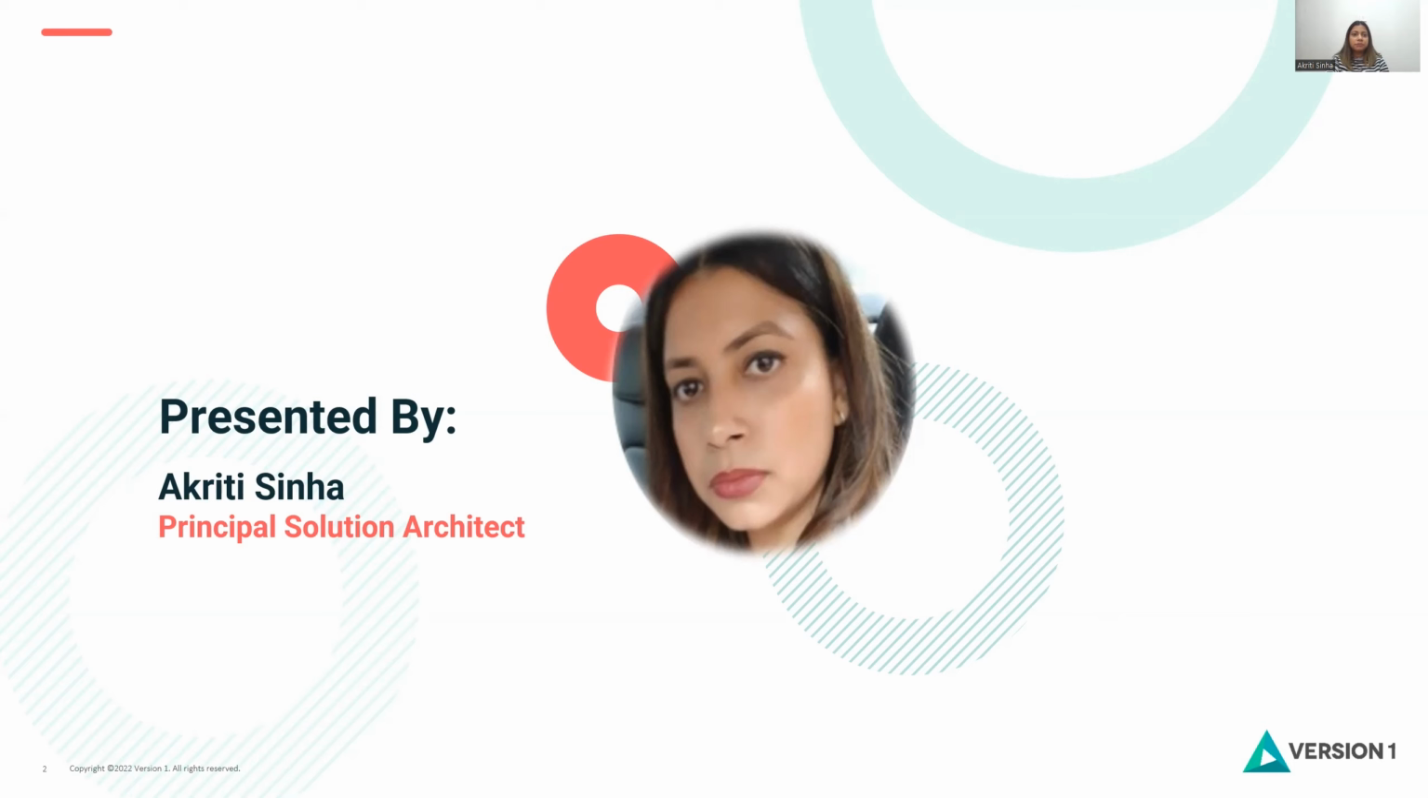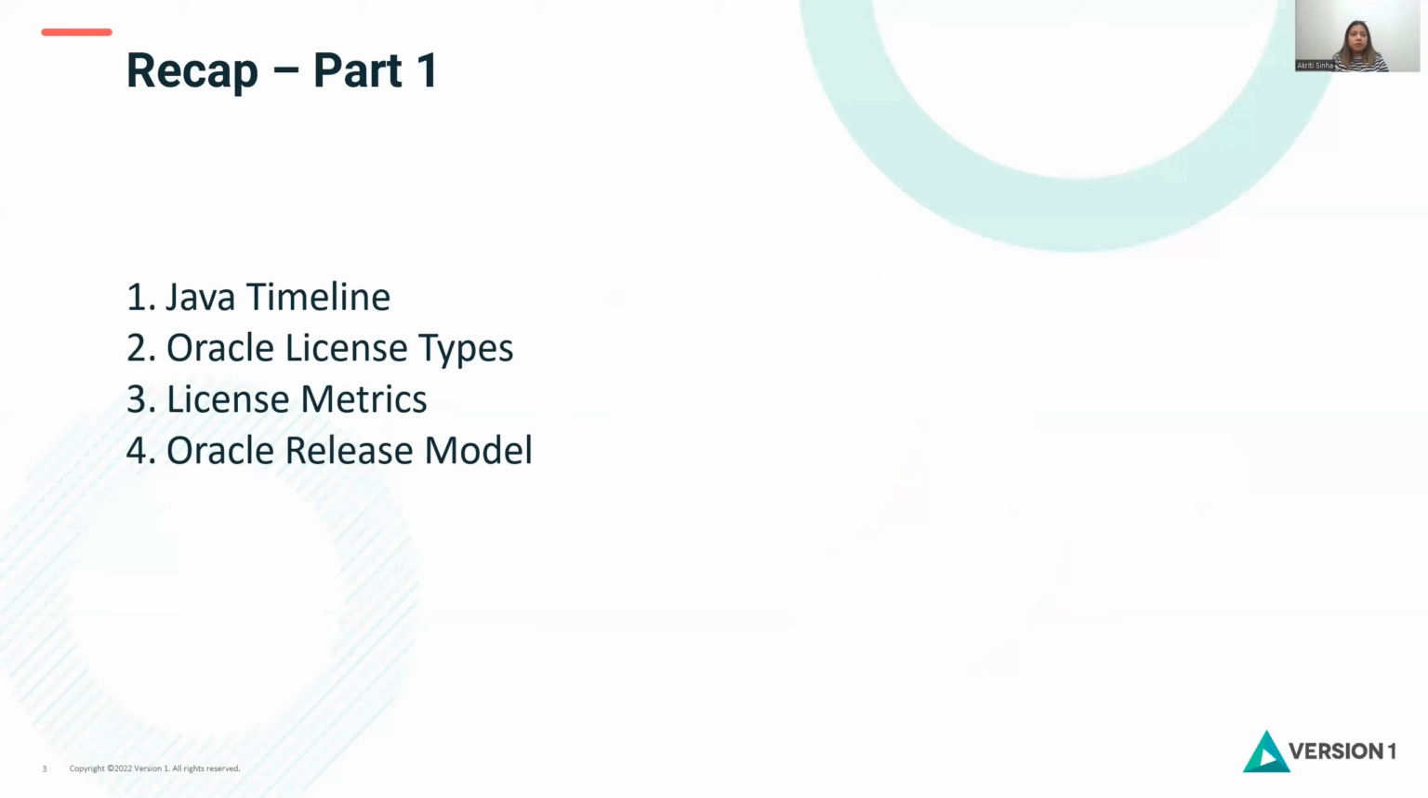In part 1, we have covered Java timeline, Oracle's 3 license types, and what is covered and what isn't covered under those licenses. The 3 license matrix, named user plus, processor, and employee-centric matrix, and how each one of these is used to calculate the cost, and Oracle release models, which are categorized as long-term and non-long-term support versions. What versions are included in each type and the frequency of releases.